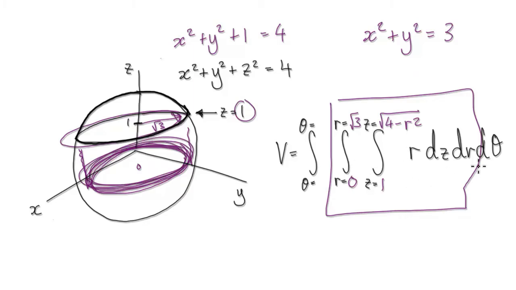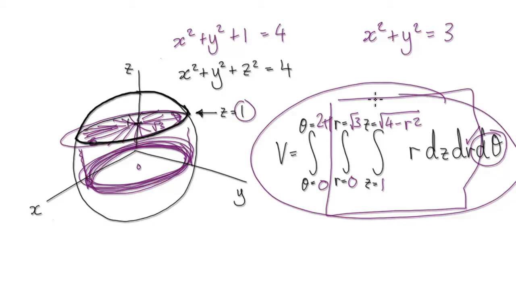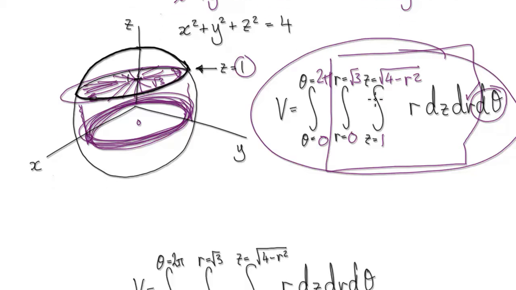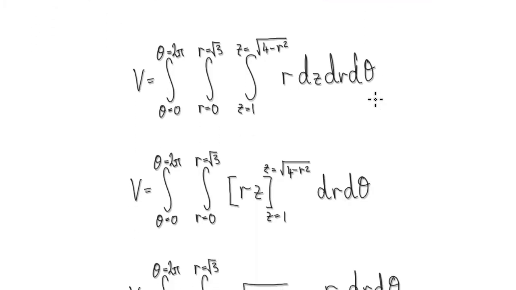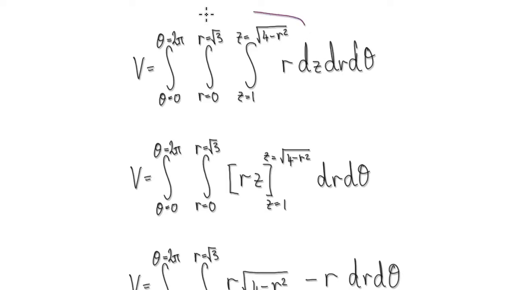So now we've taken care of the r. Now we've got to look at the angle, and you're integrating from an angle of 0 all the way to an angle of 2 pi. So our volume is given by this.